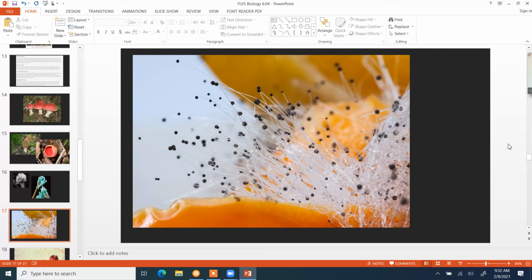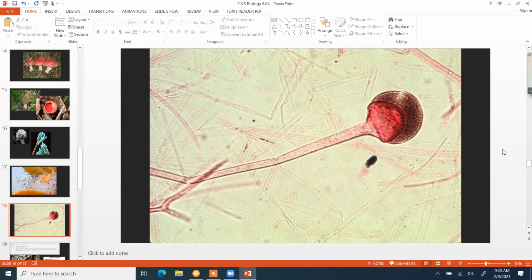You can see that they have the sporangiophore with the sporangium at the end, right? You see these white clear stalks, and then at the top you have the black circles. So that's where all those spores are located, at the very end. And then this is a microscopic picture. Here you can see that at the end, it's filled with spores. All right, so this is a microscopic picture of a bread mold.